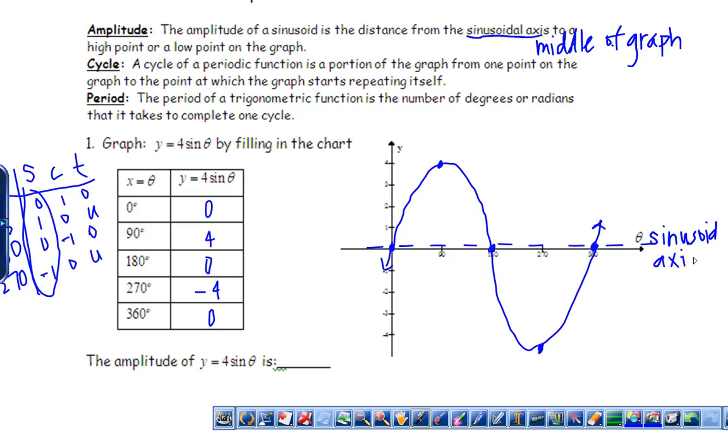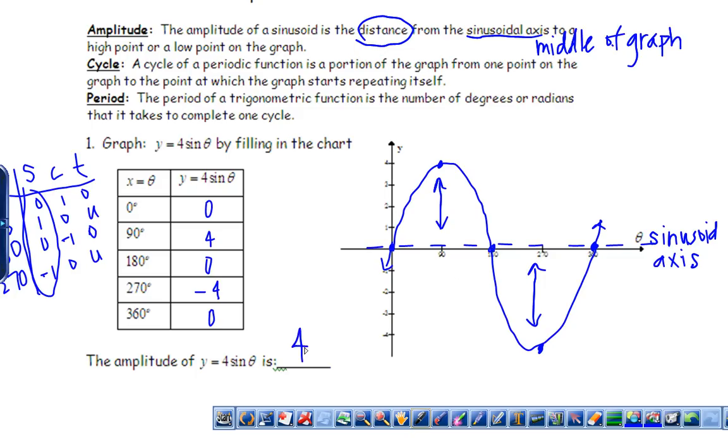It is not always going to be your x-axis, okay? And it says your amplitude goes from your sinusoidal axis up and your sinusoidal axis down. So this right here happens to be my amplitude, or I like to call it the height of the wave. Your amplitude can never be negative. It's always a positive distance because they say it's distance. So in this case, what is your amplitude? It is going to be 4.